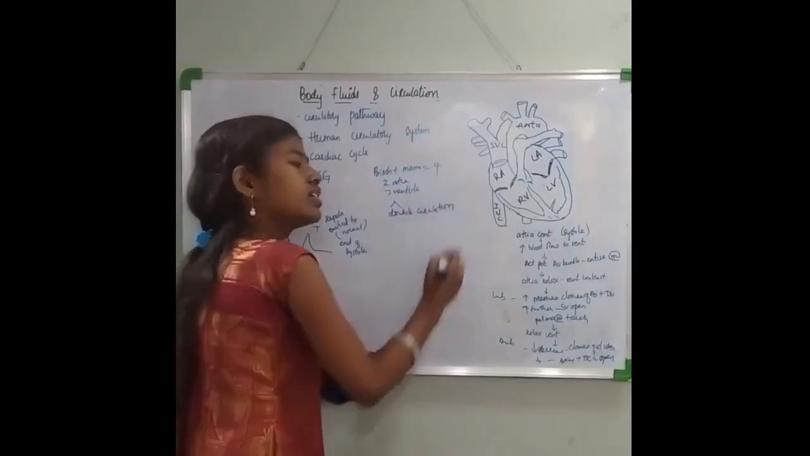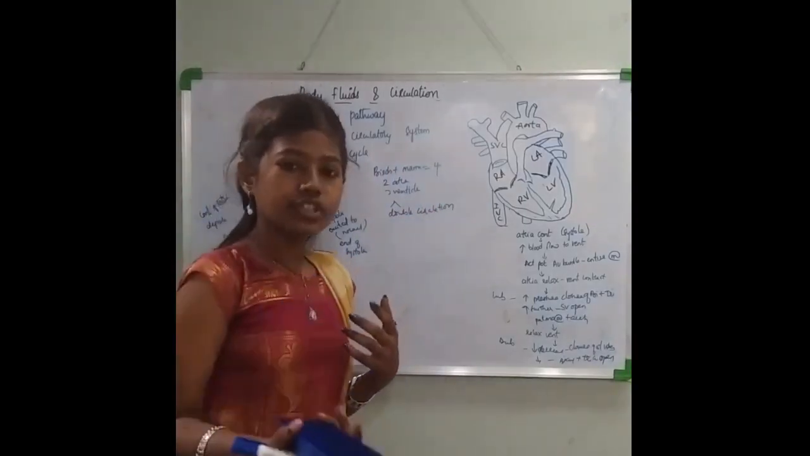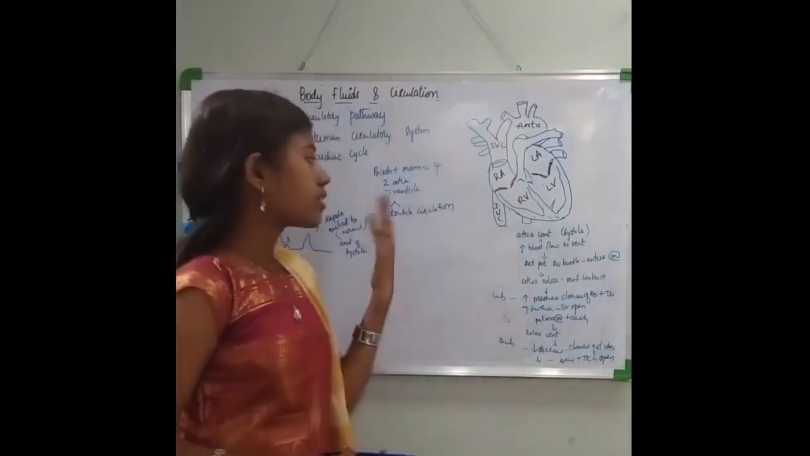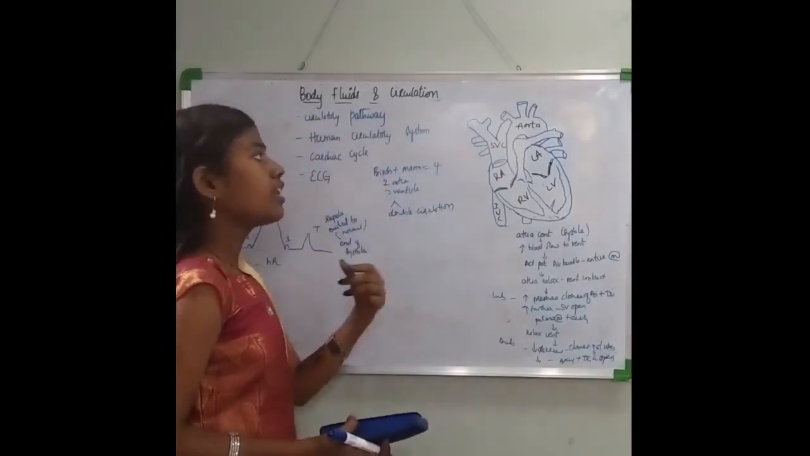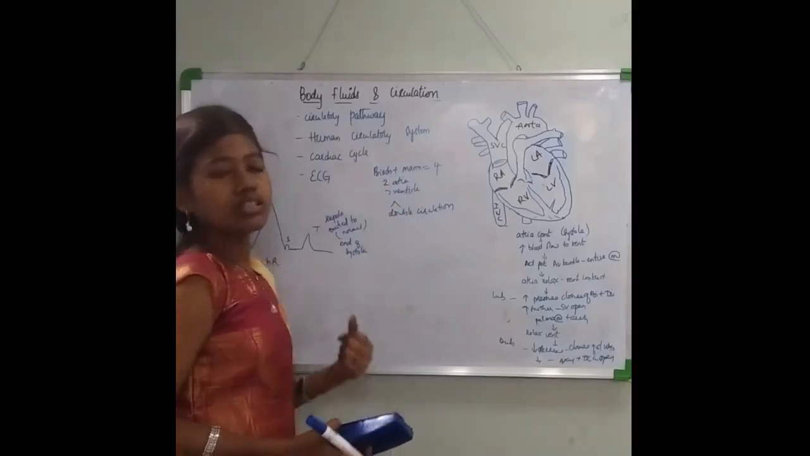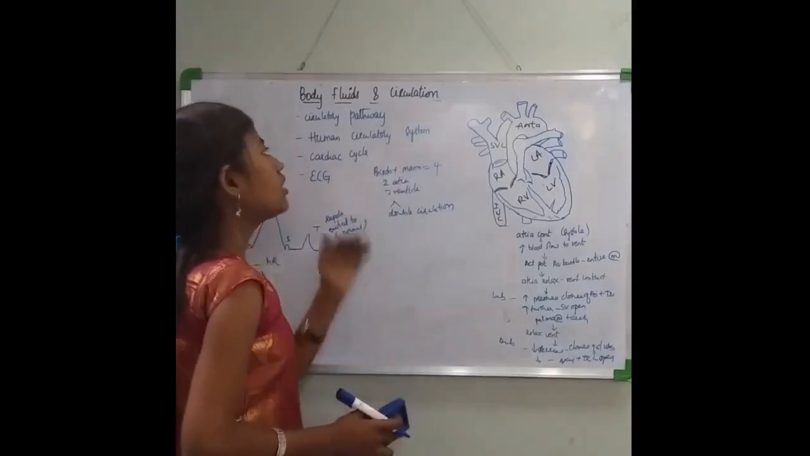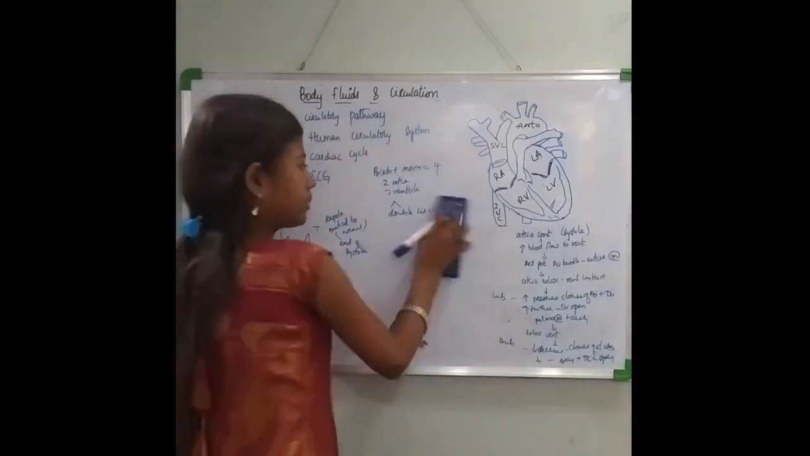Clear? Single circulation can be seen in fishes. Incomplete double circulation is seen in reptiles and amphibians, whereas complete double circulation can be seen in birds, mammals, also in human beings. What we have is a four-chambered heart, right? So this is about the circulatory pathway.